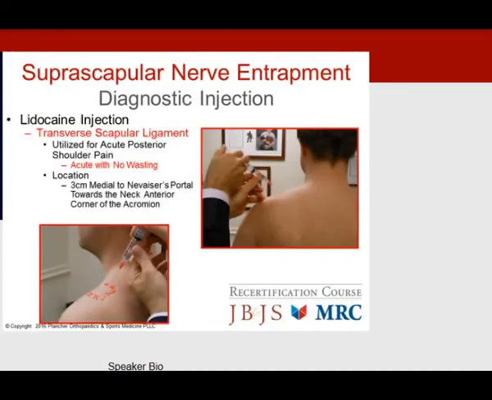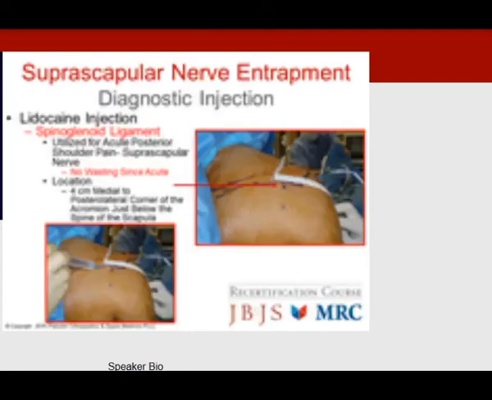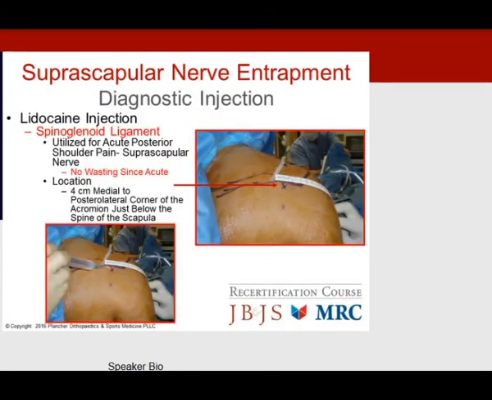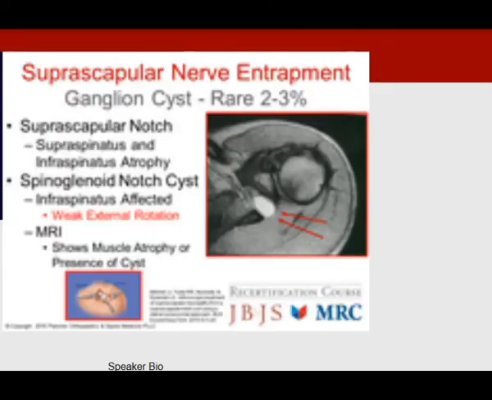And so you need ways to detect it: an injection with aspiration, whether you inject at the transverse scapular ligament carefully and perform a cross-body adduction test again and see if the chronic pain is gone, or whether you inject at the spinoglenoid ligament, seen here 4 centimeters medial to the posterolateral corner. You can detect this disease entity.